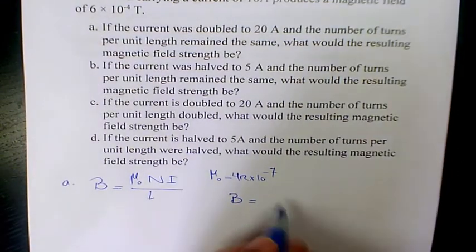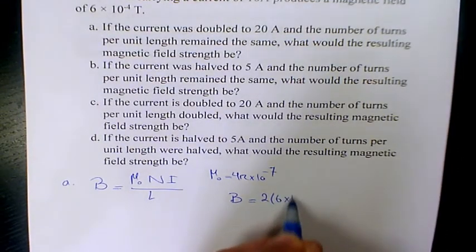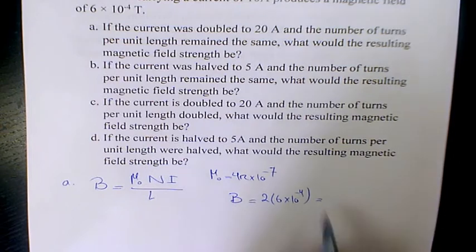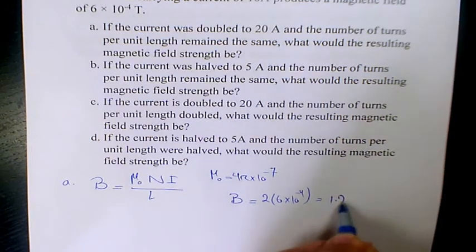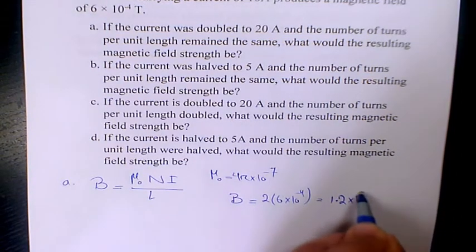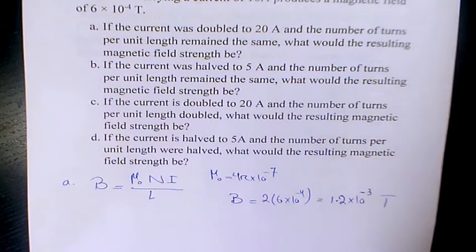So that's going to be 2 times 6 times 10 to the power of negative 4, which will be 6 times 2, 12 times 10 to the power of negative 4, or if we need to report it as 1.2 times 10 to the power of negative 3 Tesla.